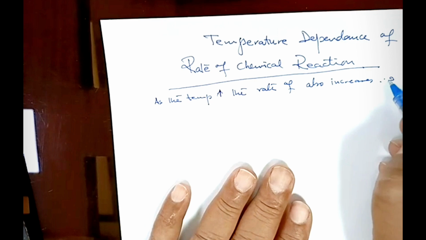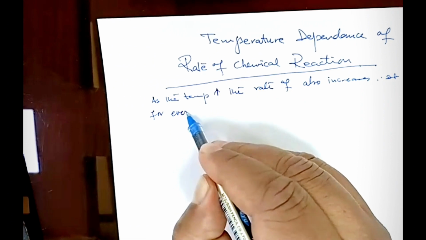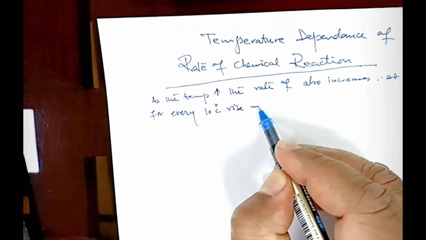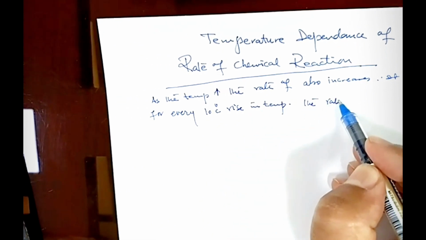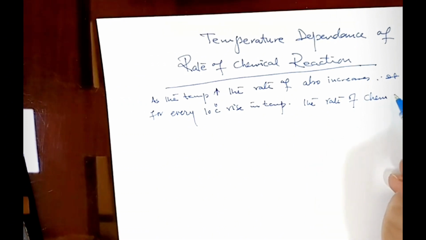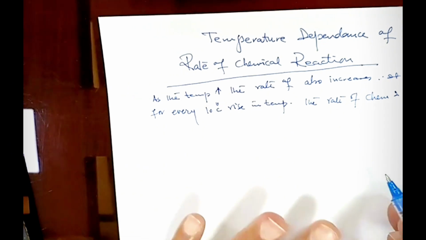And it is well known that for every 10 degree rise in temperature, the rate of chemical reaction increases twofolds. Rate of reaction increases twofolds. Rate of reaction double हो जाएगा for every 10 degree rise in temperature.